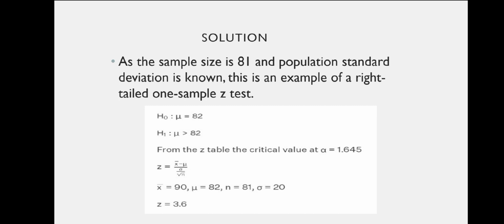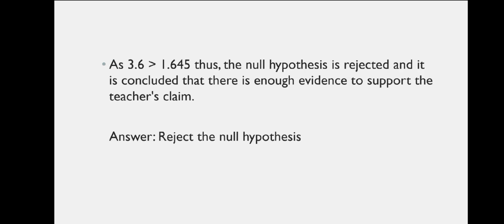From the z-table, the critical value at alpha equals 0.05 is 1.645. We will use the z-test formula. 90 is the sample mean, 82 the population mean, 81 the sample size, 20 the population standard deviation. Our z equals 3.6. As 3.6 is greater than 1.645, the null hypothesis is rejected, and it is concluded that there is enough evidence to support the teacher's claim.